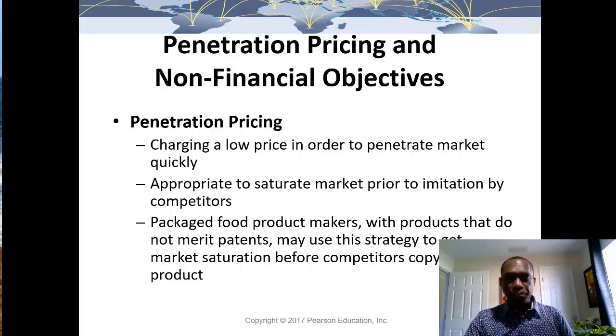into the U.S. market. So it says here, charging a low price in order to penetrate the market quickly, appropriate to saturate the market prior to imitation by competitors. That is actually what happened. If you remember the video that I did before, the Japanese came in with these small cars, and then the American car companies responded with similar cars to fight off the competition. So it says appropriate to saturate the market prior to imitation by competitors. And again, that's exactly what happened.